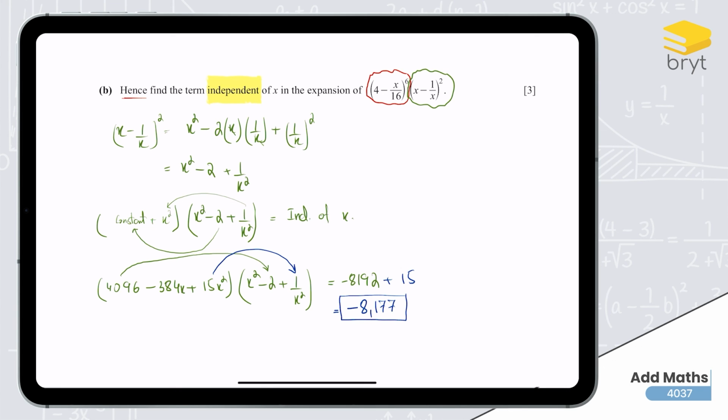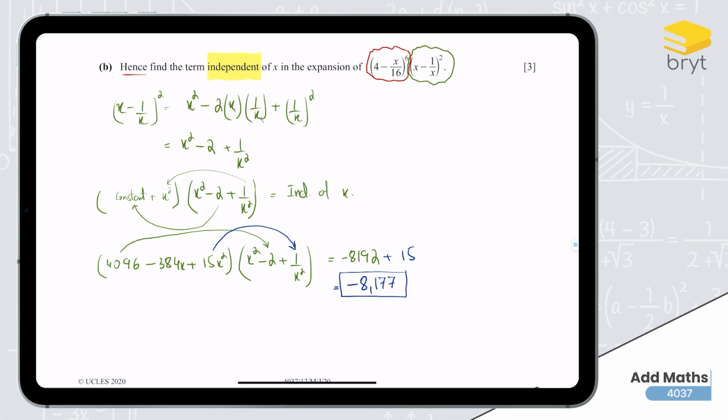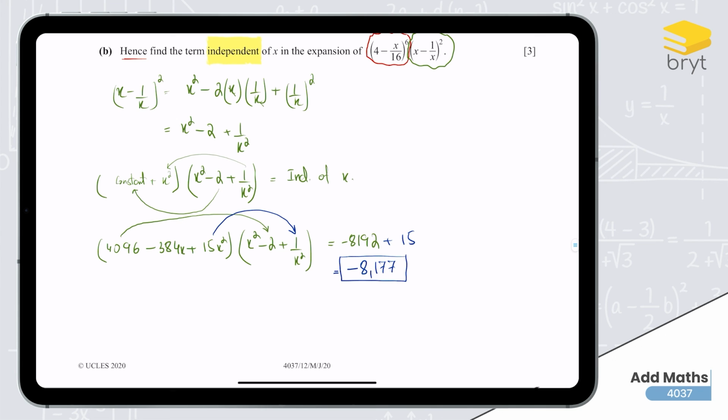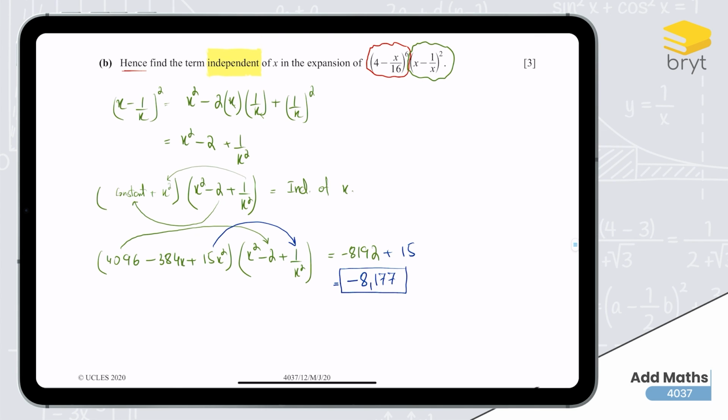With questions like these, you have to keep your eyes and ears open, and you have to manually check which terms you can and should multiply, so that at the end you can get whatever is asked of you. That's the end of this video. This, I should mention, is a question from June 2020, paper 1 variant 2.